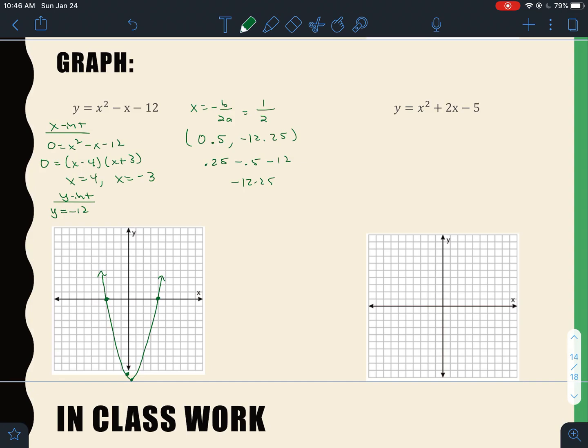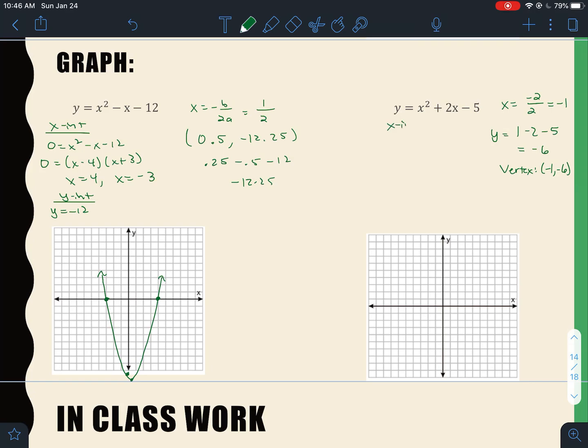On the next one, y equals x squared plus 2x minus 5. So our vertex, the opposite of b over 2a. So my x-coordinate for my vertex is -1. Then the y-coordinate would be 1 minus 2 minus 5. So my y-coordinate would be at -6. So my vertex is going to be at the point -1, -6.